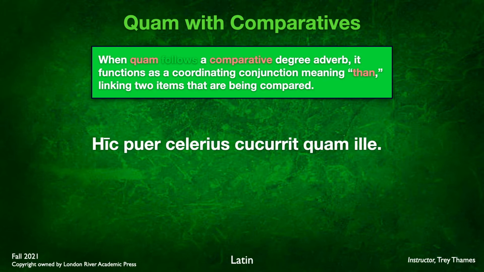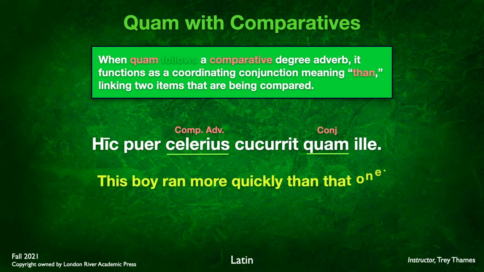Here's an example. Hic puer celerius cucurrit quam ille. We have the comparative adverb here, celerius, from celer, meaning quickly, and then here's the conjunction quam. And so our translation here is hic puer, this boy, cucurrit, ran, celerius, more quickly, quam, than, ille, that one. This boy ran more quickly than that one. So this is a use of quam with the comparative adverb.